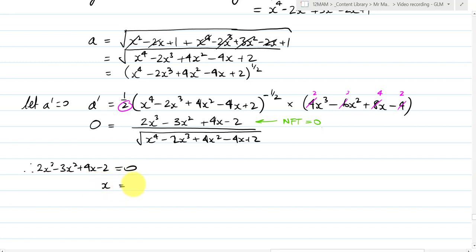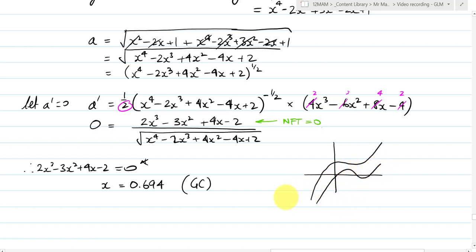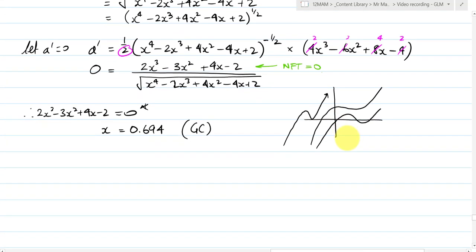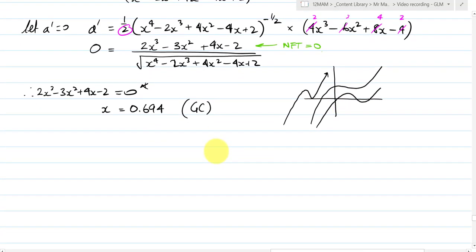x is equal to 0.694. I got that from my graphics calculator, but you notice here it's a cubic, so a cubic could have one solution, maybe 3 solutions, and maybe it could have 2 solutions where it just touches and it goes off. So probably 1 or 3 though. In this case we've got 1, so we're happy that it's only got 1 solution. That works.